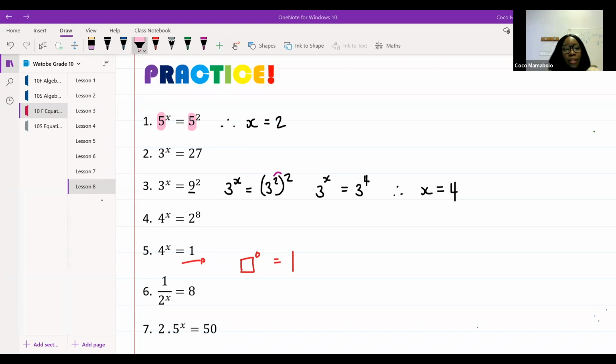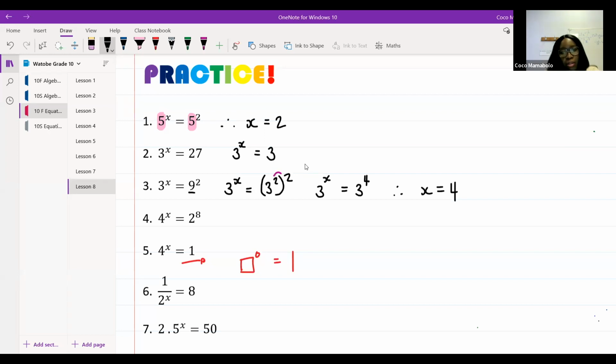Okay, ma'am. I'm listening. I've got you. All right. The only way I can compare two things is if they have the same base. Yes, a base of 5 and a base of 5. Now over here, I've got a base of 3. I need to then turn 27 to something with a base of 3. How else can I write 27 so that it has a base of 3? 3 to the power of?